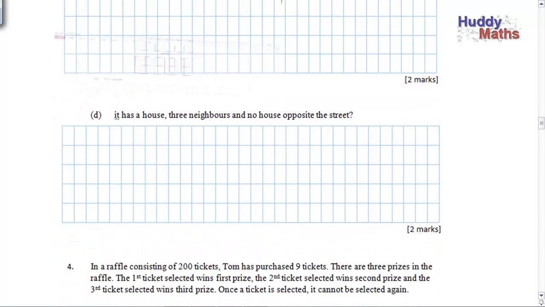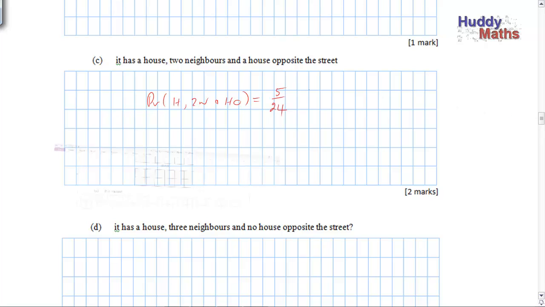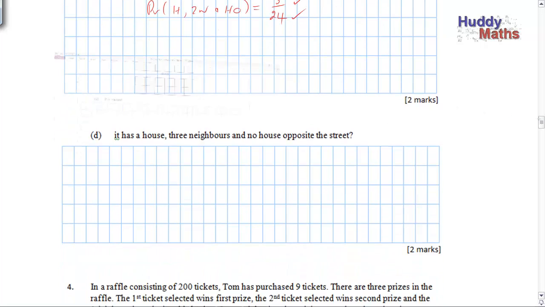Now we've got to count up some more here. It has a house, so that's just a straight 2 marks. Hang on, we'll put that on there. So 1, 2. 1 for counting them up and 1 for dividing by n(S). It has a house, 3 neighbours, and no house on the opposite side of the street.